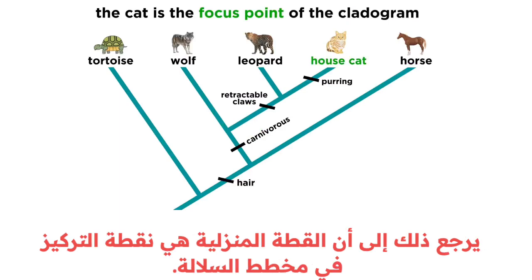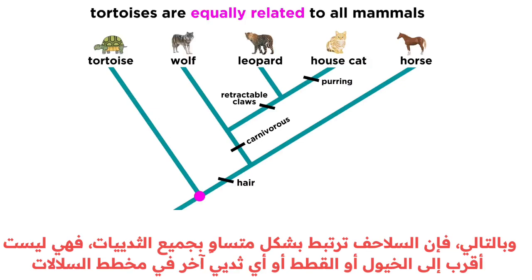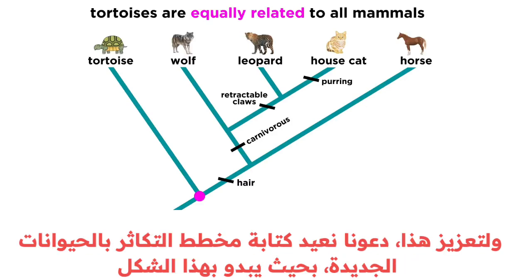Notice that the domestic cat has the same characteristics, while the horses still only share the characteristic of hair. This is because the domestic cat is the focus point of the cladogram. So tortoises are equally distantly related to all mammals. They're not closer to horses or cats or any other mammal in the cladogram.